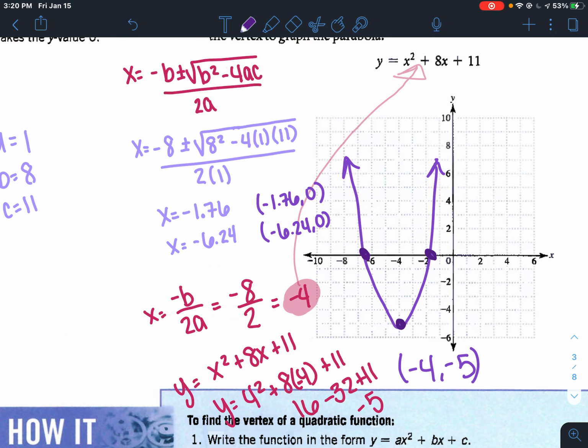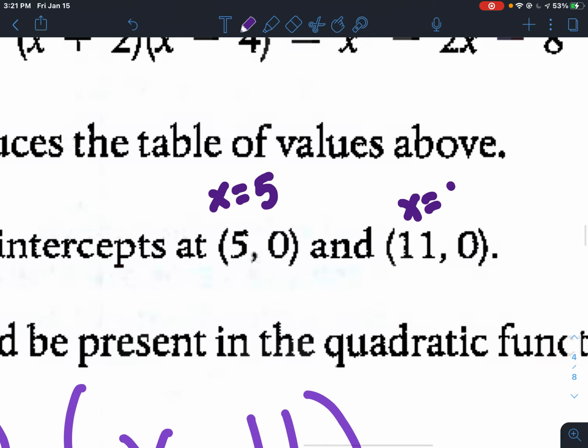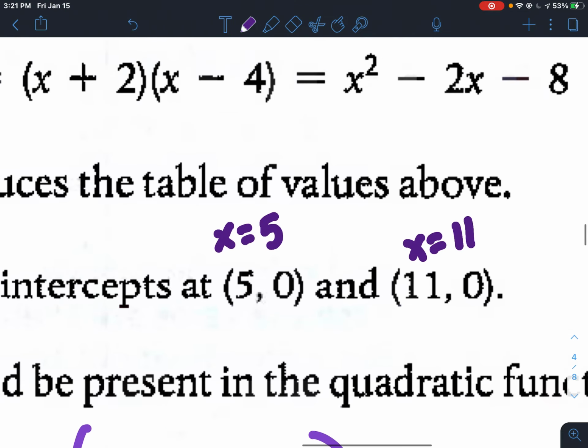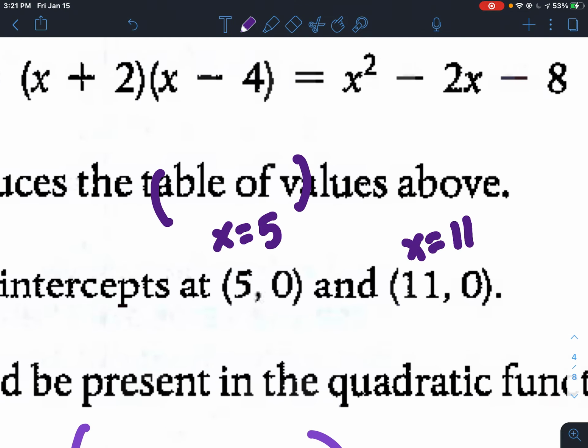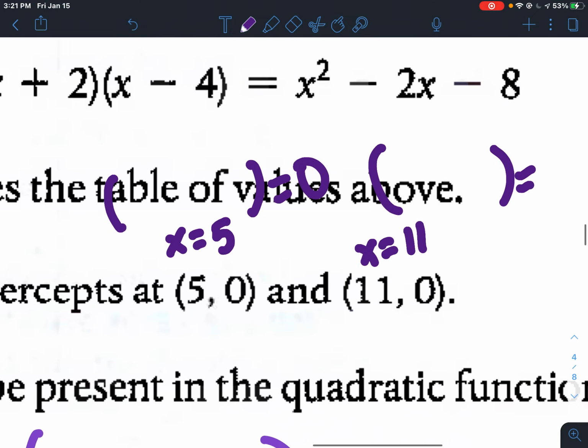So when we solve this, we're working backwards here. We're saying that x equals 5, x equals 11. I'm taking it a step backwards. What is this? Hold on. Equals 0, and this equals 0.